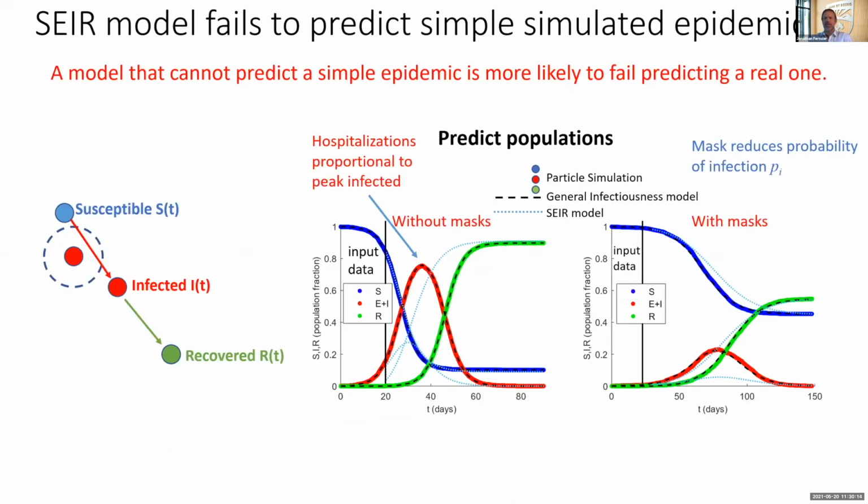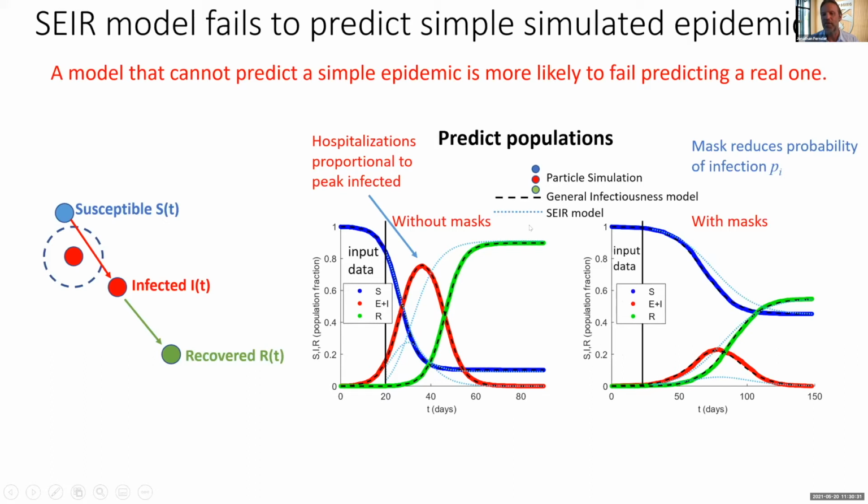The other thing that an epidemic model should be able to do is to predict the fractions of the population who are in these susceptible, infected, recovered type states. And so again, we can do this with our particle simulation and try predicting it with the different models.